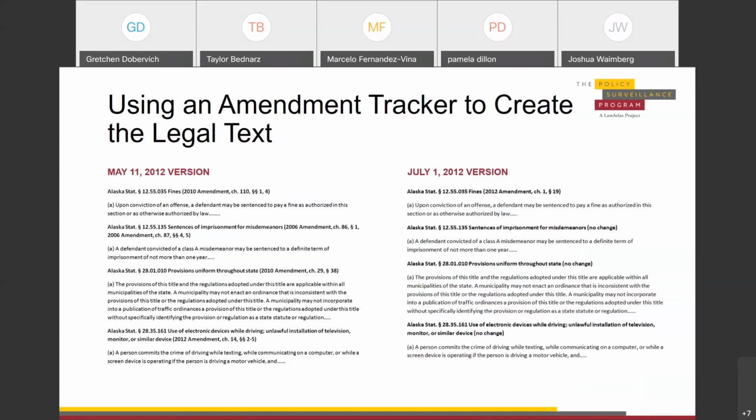In this way, there will be one legal text from July 1st, 2012, and one legal text from May 11, 2012, even though they're nearly identical. All that will have changed is the amendment that occurred in that first law on July 1st, 2012, even if it's a very minor detail.